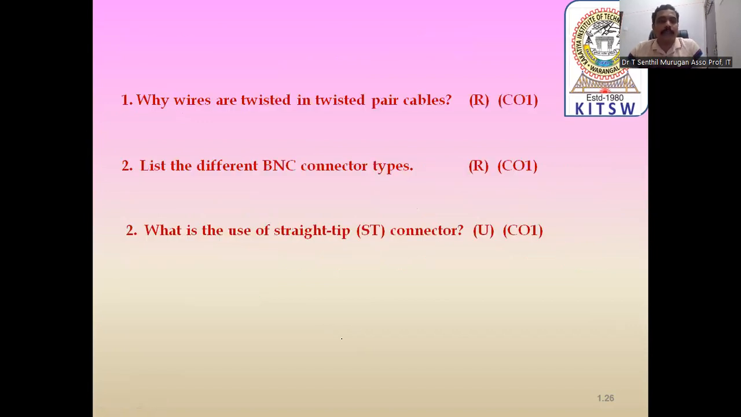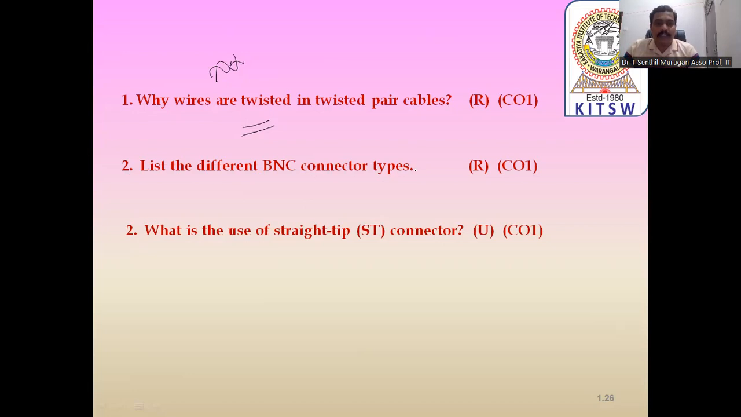These are the sample questions I have given for you. Why are wires twisted in twisted pair cables? If you are given two parallel wires, the wires will get more heat and may get damaged. But if you use twisted wires, automatically both will manage their problems, and the impairments will be avoided. That's why we use twisted pair cables.